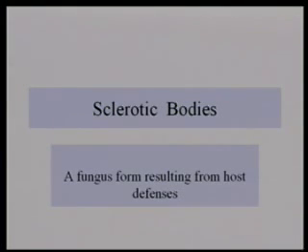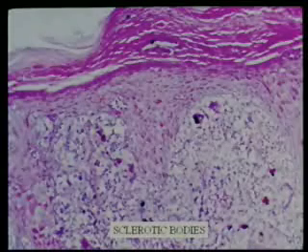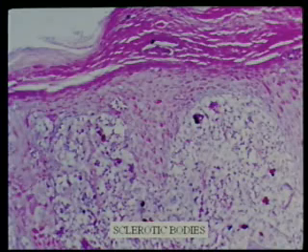Okay, here's an important part. Sclerotic bodies. These are bodies formed by these mycelium in the tissue. And this is a result, you were asking about host defenses back there. This is a result of the host defenses working on the organism, and they cause it to form this body. What tissue?